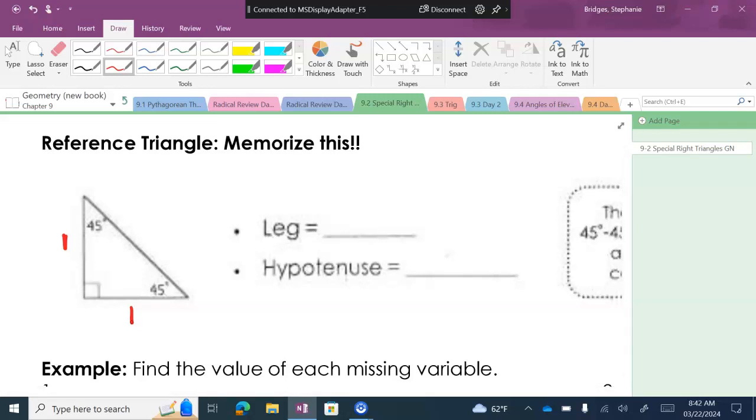This is a reference triangle you're going to need to use. Now, I will put them on the board for you when we take our quiz next week. However, you have to make sure you know how to use them. Okay, so you need to know them, but I'm not going to make you memorize them.